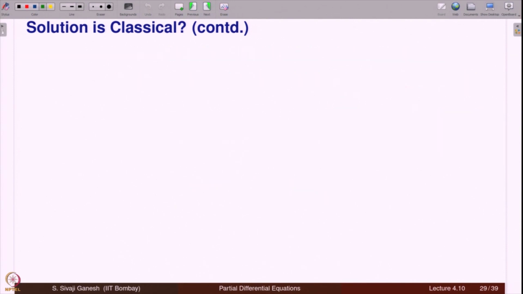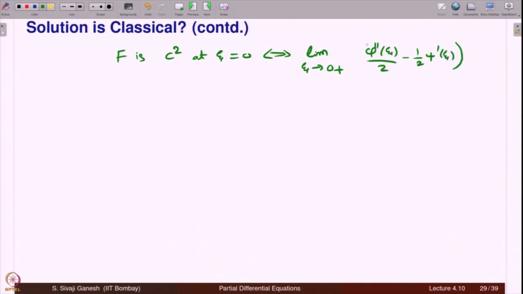Now, we still have to ask, is it C2? That will put one more condition. So f is C2 at xi equal to 0 if and only if, taking the second derivative in the formula for f on both sides, xi less than 0 and xi greater than 0, that gives me on one side the limit of the second derivative, and this limit should be the same as the limit from the other side.